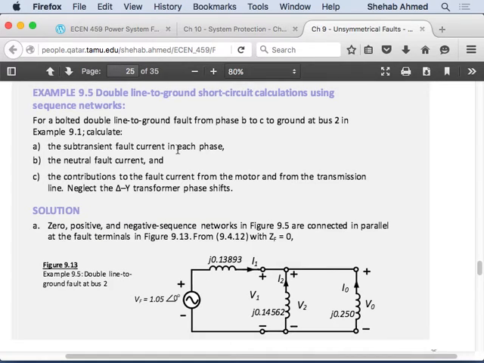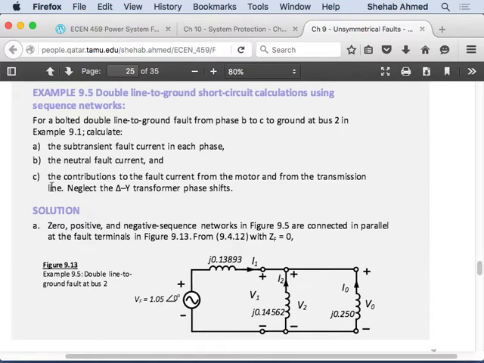So the subtransient fault current in each phase. This is no problem, right? You find your positive, negative, and zero. So you have your circuit. You can solve this circuit easily and find positive, negative, and zero sequence currents and voltages. They're asking for the phase values of the fault currents. So you take your sequence currents, convert them to phase quantities, right? And then the neutral fault current. You know that 3 times the zero sequence current is equal to the neutral fault current. So you've calculated your zero sequence current here from this circuit. Take that, multiply by 3.